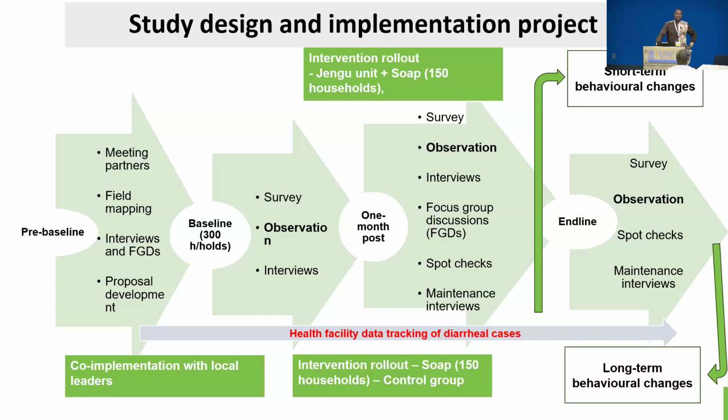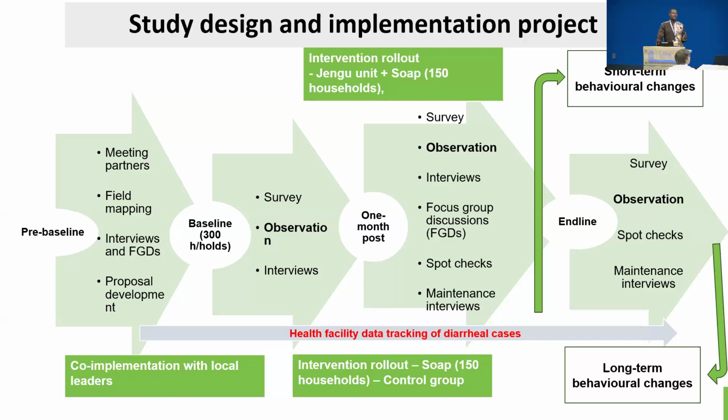After the baseline, we randomized the 300 households, in which 150 were getting the JENGU facility that was produced locally, with soap. Soap was a mediator in terms of ethical considerations. If you're talking about hygiene, you can't talk about hygiene without some provision. So we had soap provided across the two groups: the intervention group that got the facility with soap, and the control group that also had soap, always provided at 2-month intervals.